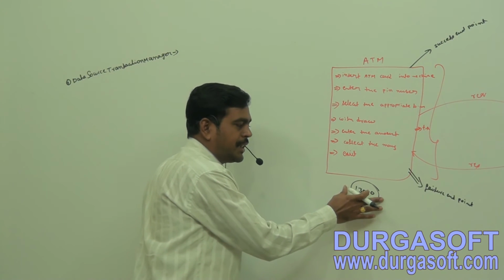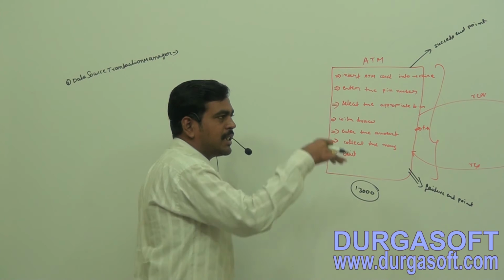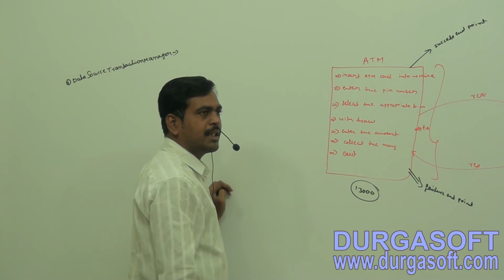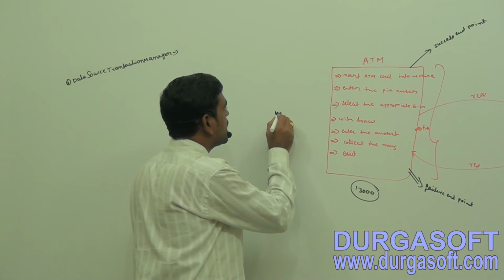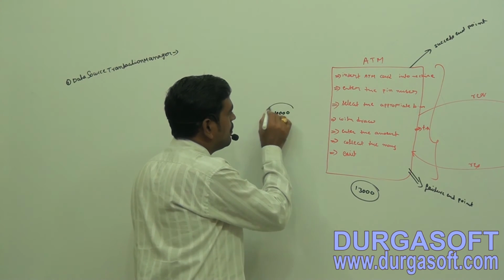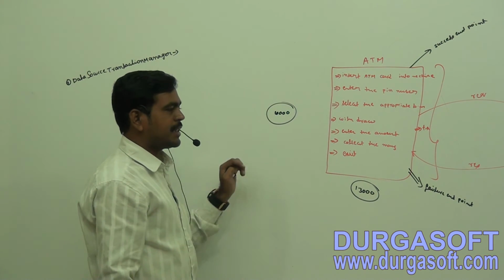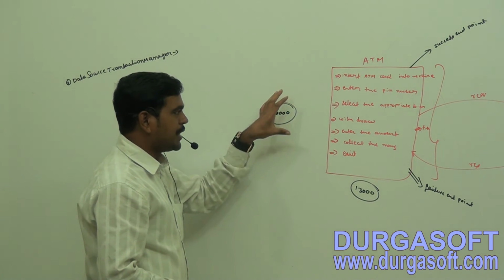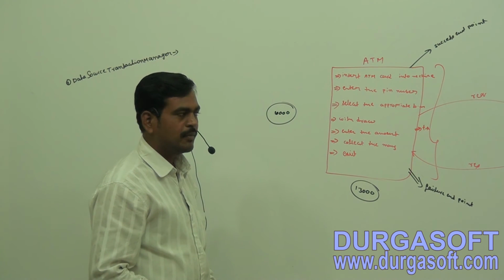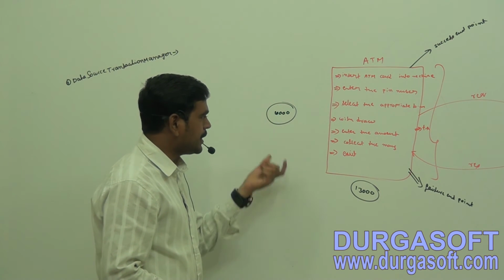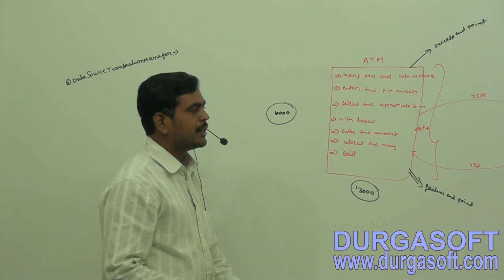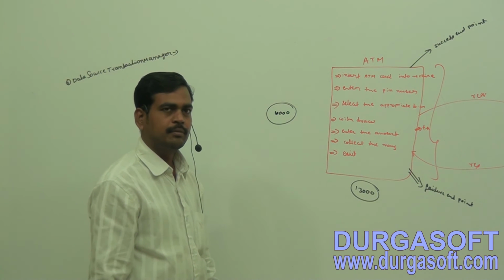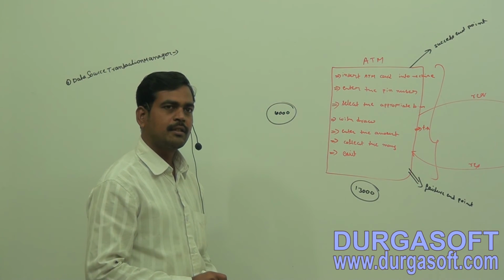Actually we entered 13,000, but inside the ATM machine only 10,000 amount is there. Up to 10,000 it is processing. After completion of that 10,000, there is no more amount, so it is going to be cancelled. But I got the message.